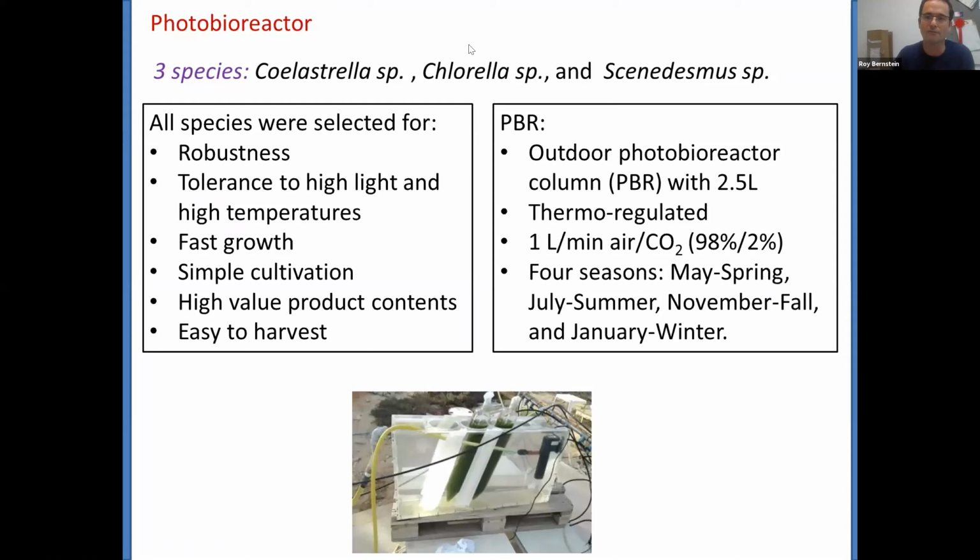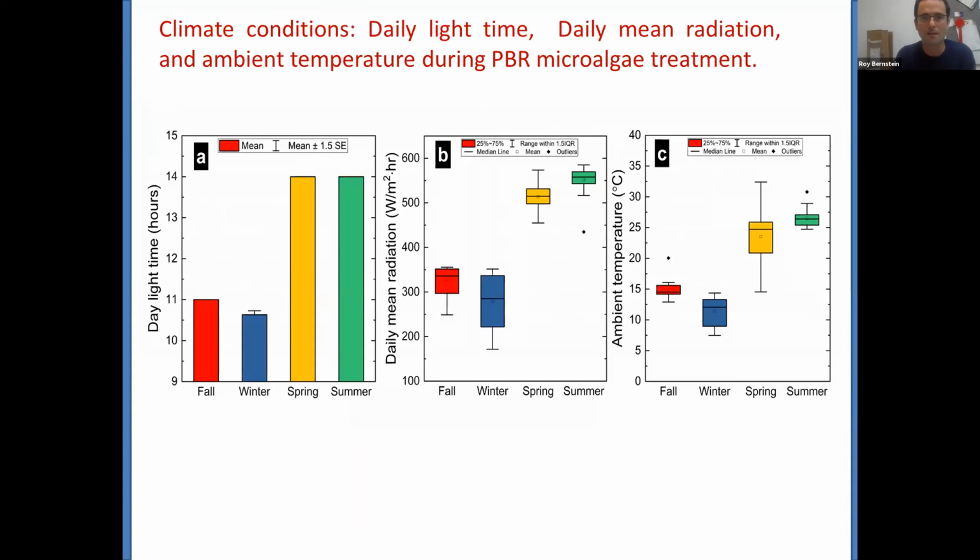We used the 2.5 liter PBR, and it was put inside a water bath in order to maintain temperature and to minimize evaporation. And we tested them during 4 seasons in desert climate: spring, summer, fall, and winter. Just a little bit about the climate condition in our area. You can see that, of course, during spring and summer, the temperatures are higher. We have long daylight time and high irradiation, so we expect to have better growth during this time.